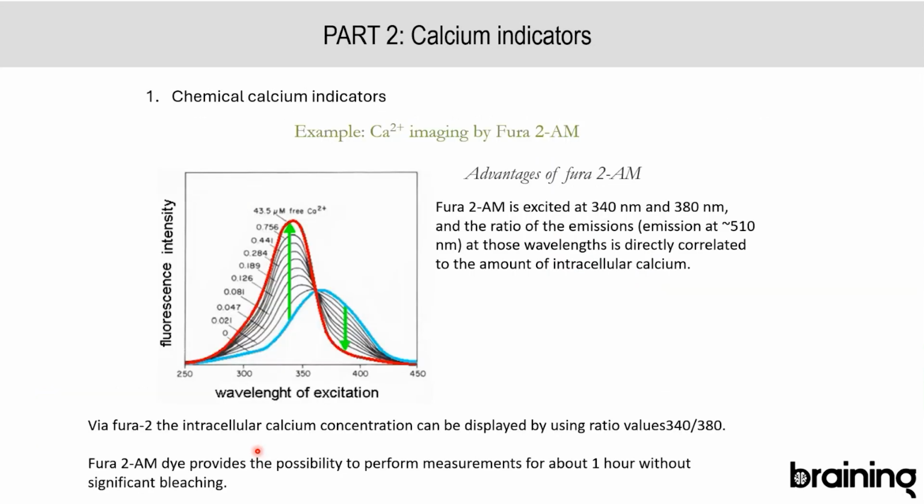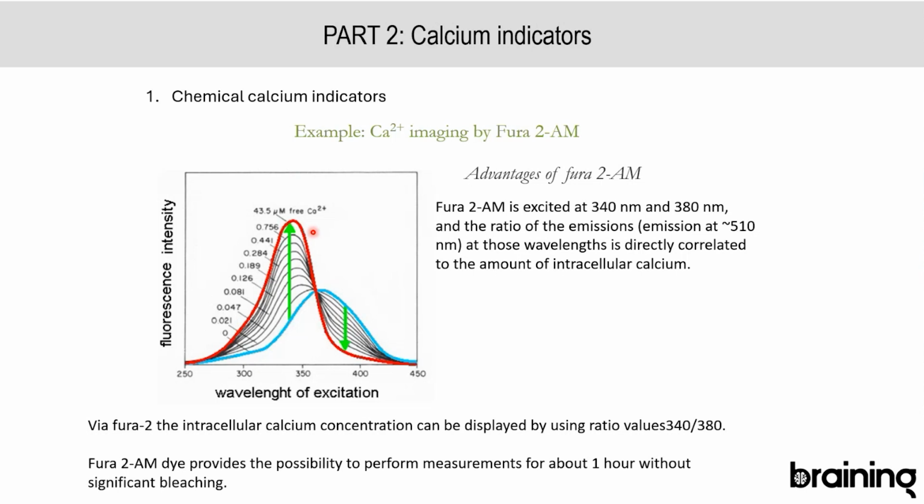And I give you an example of a ratiometric indicator, which is the one that I use in the lab. Okay, so you have to know about this calcium indicator, which is the Fura 2AM. The advantage of the Fura 2AM is that it is excited at two wavelengths, 340 and 380. Okay, and the ratio of the emission, which is around 510, will give us a direct correlation with the intracellular amount of calcium.